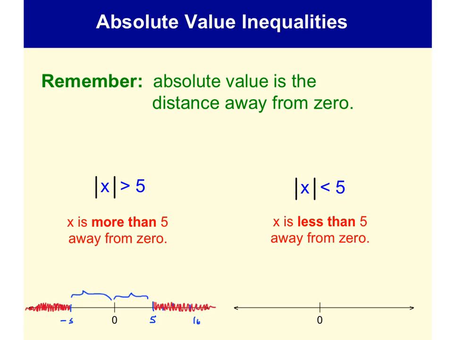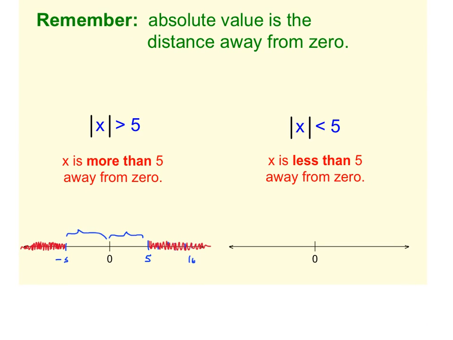And hopefully this looks familiar. It should look like our compound inequality. This is an OR compound inequality. We could say x is less than negative 5, or x is greater than 5. That represents that shaded region right there. So x could be over here, or x could be over here.